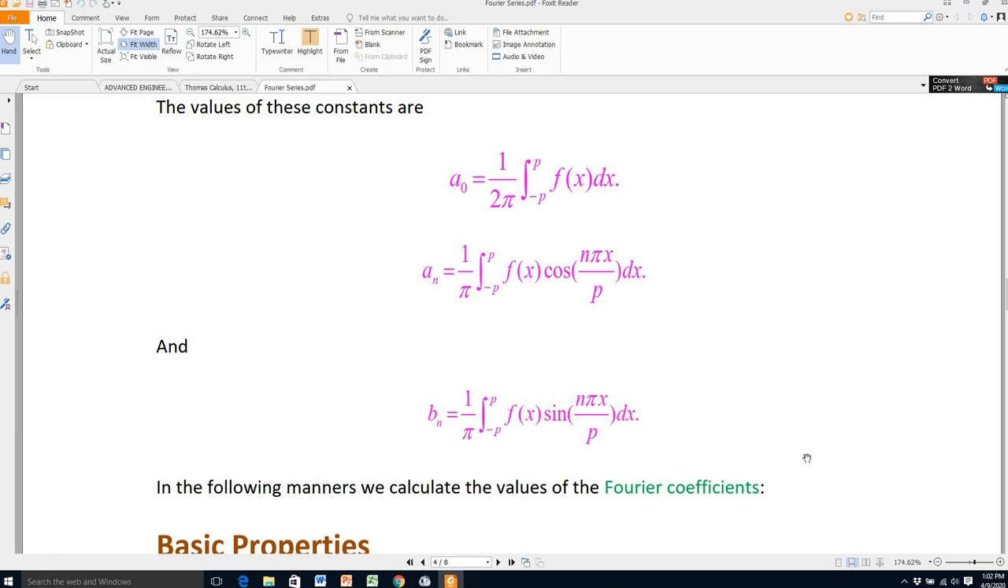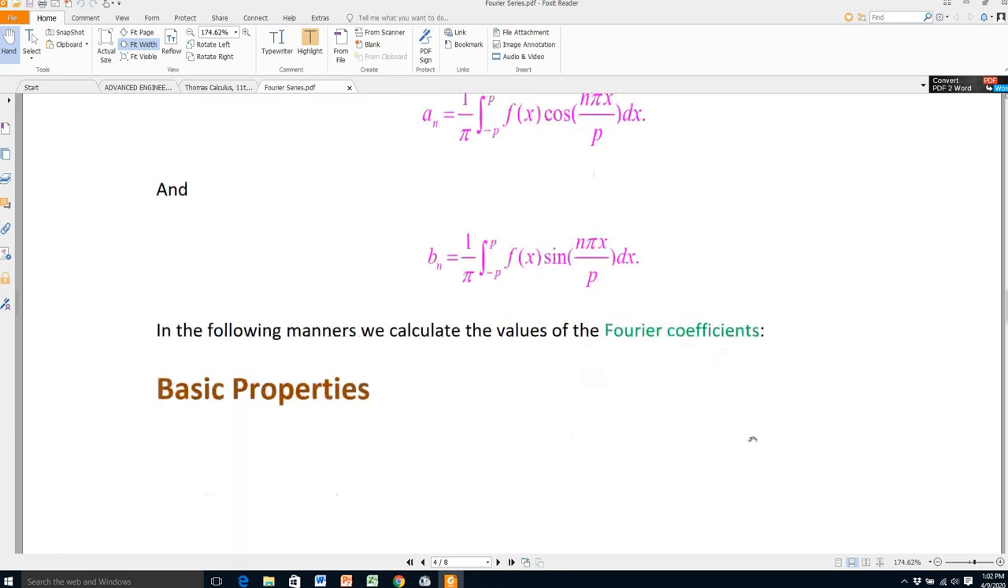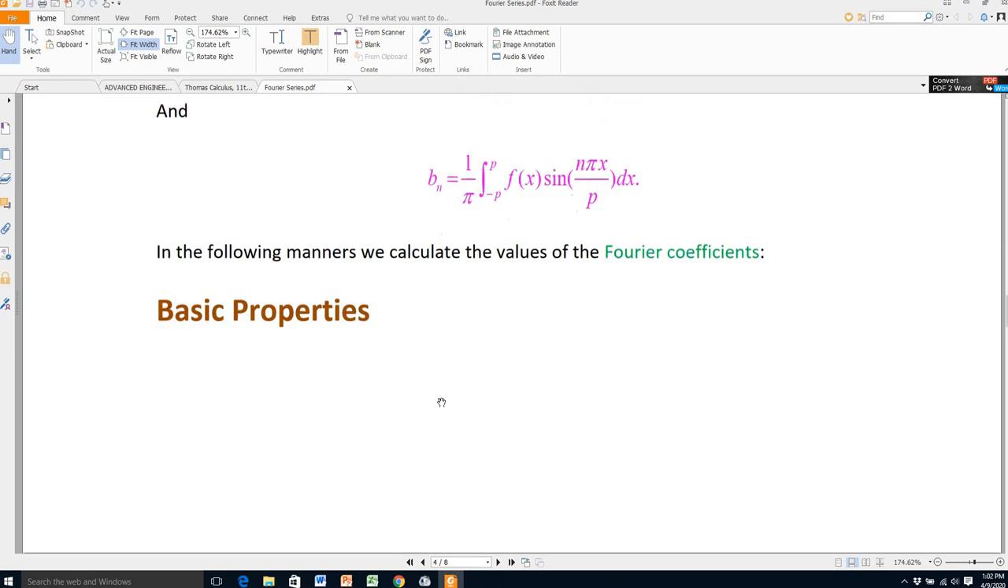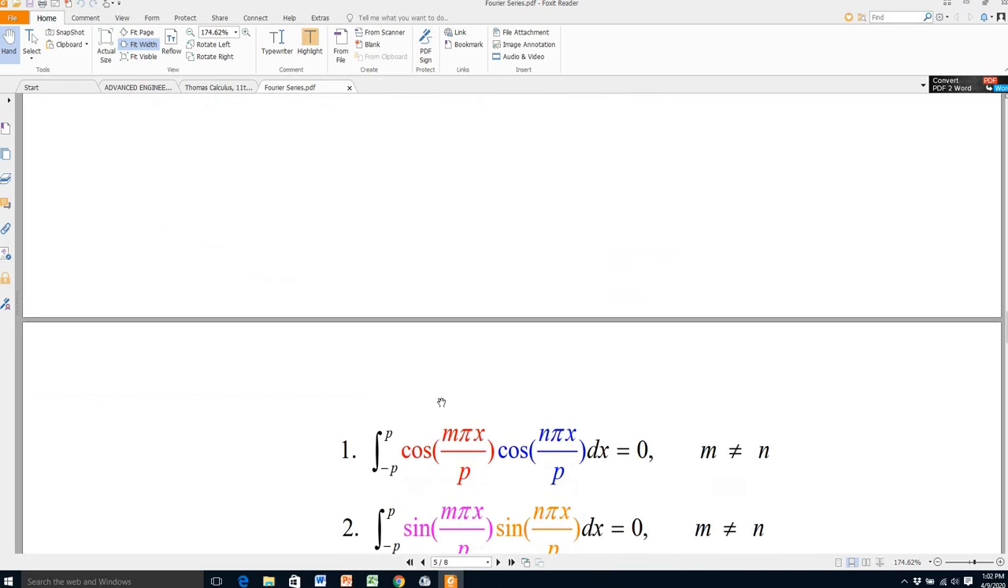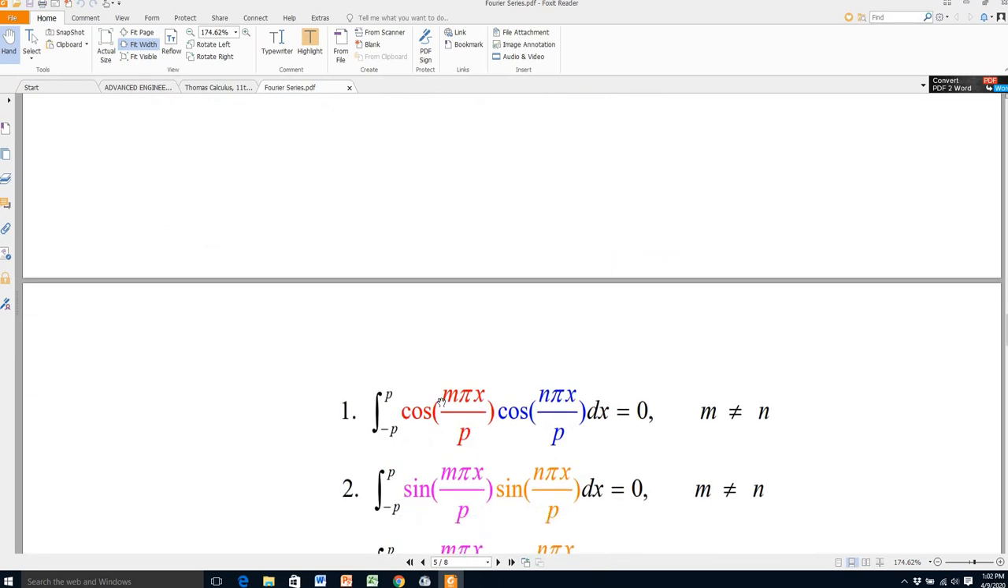In the following manner we calculate the values of the Fourier coefficients. Before this, I am defining some basic properties that are used in obtaining the results for the Fourier coefficients.